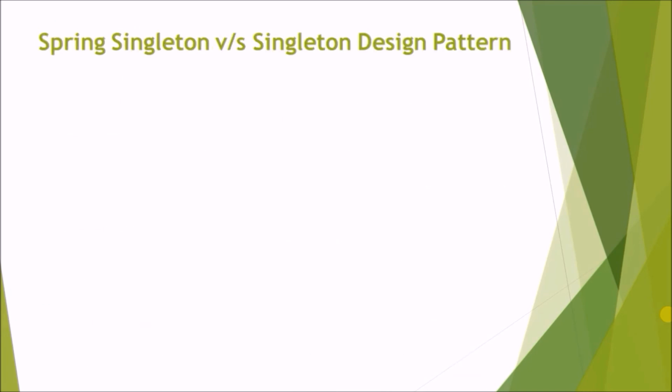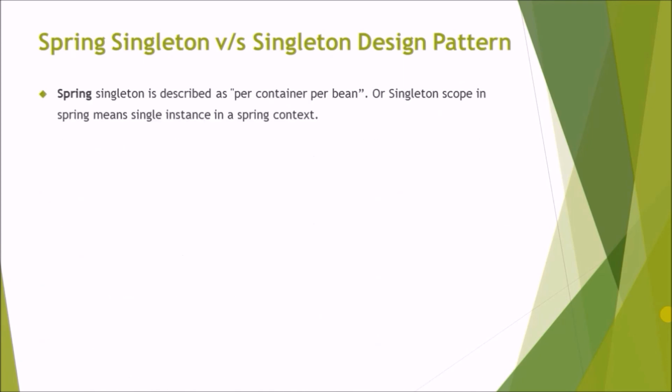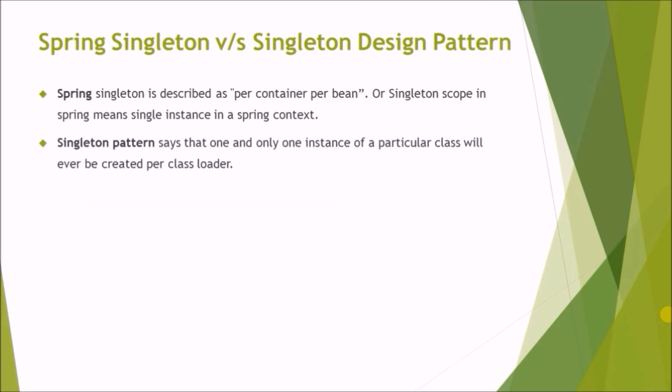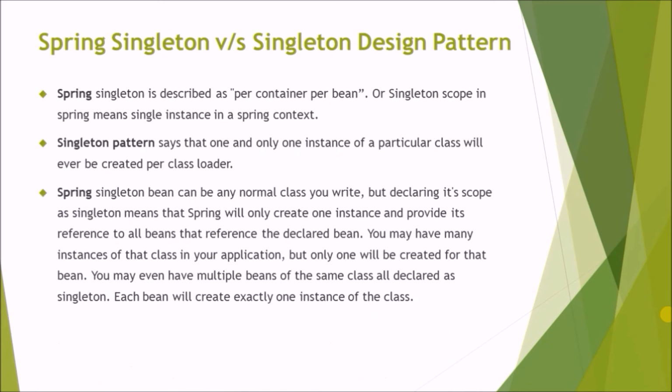Singleton versus Singleton design pattern. Spring Singleton is described as per container per bean, or Singleton scope in Spring means a single instance in a Spring context. Singleton pattern says that one and only one instance of a particular class will ever be created per class loader. A Spring Singleton bean can be any normal class you write, but declaring its scope as Singleton means that Spring will only create one instance and provide its reference to all beans that reference the declared bean.